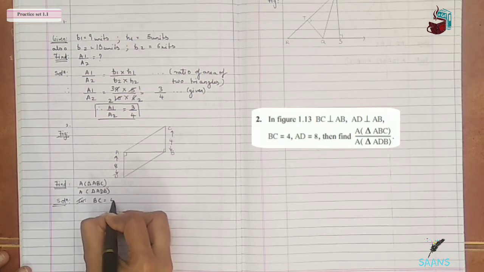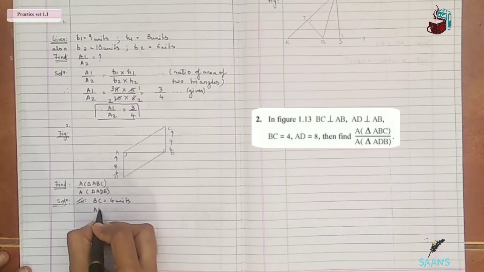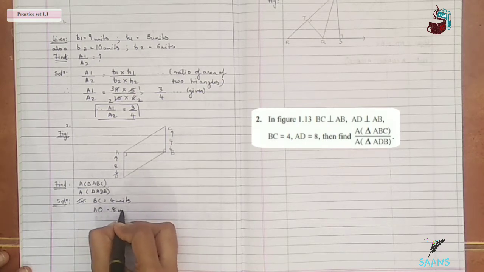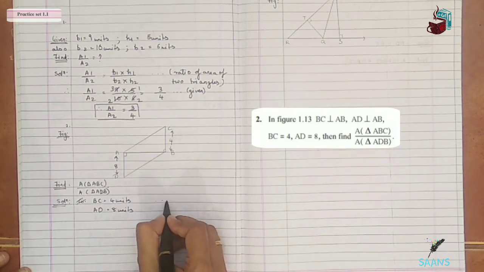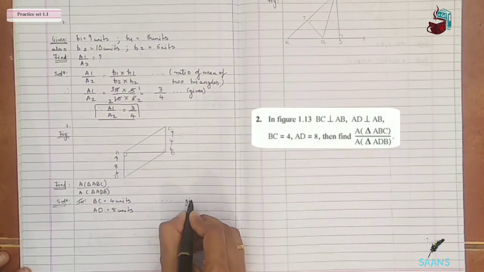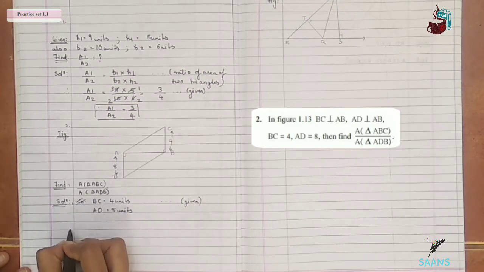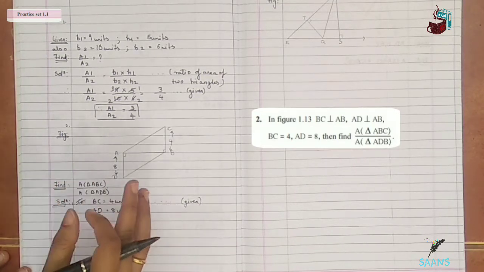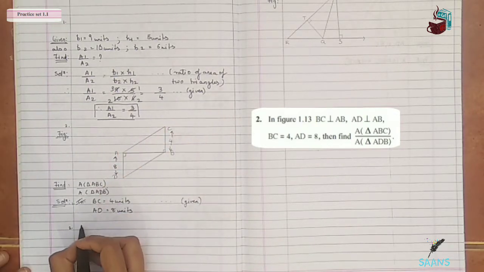BC is equals to 4 units. AD is equals to 8 units. That is given. I'm sorry, I'm used to writing everything, but it's better that way. कुछ भूल नहीं जाते आप. Given always helps you. तो याद रहता है भाई, क्रॉस चेक होता है, नंबर्स क्रॉस चेक होते हैं, वैल्यूज क्रॉस चेक होते हैं. Directly go to the sum.